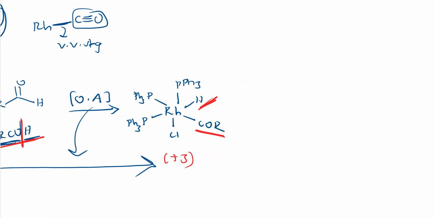I have told you this Rh and CO affinity is very high. Because of this the reaction happens. Further, let me tell you, it has got 18 electrons. Further, there is a dissociation step in which one PPh3 will leave the system. This is nothing but a dissociative step.